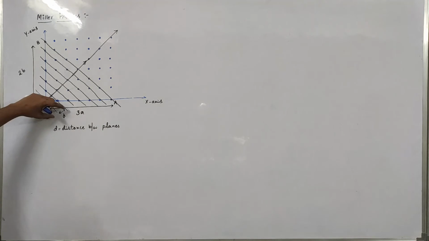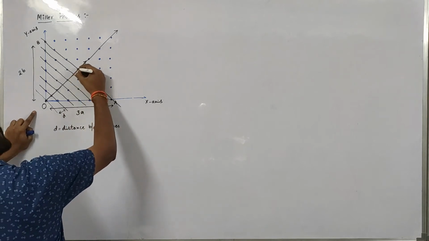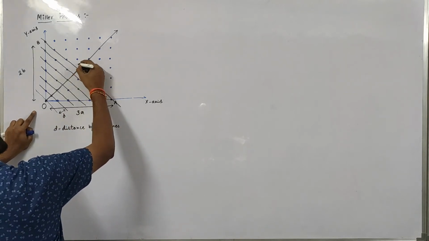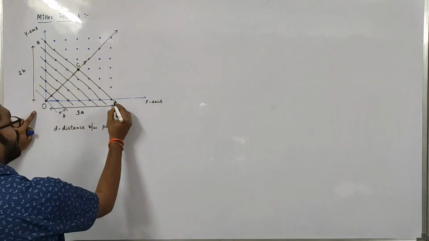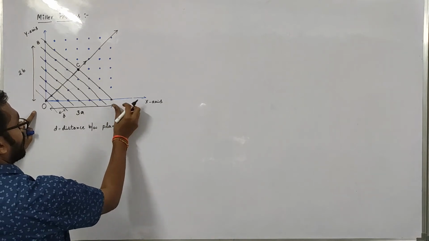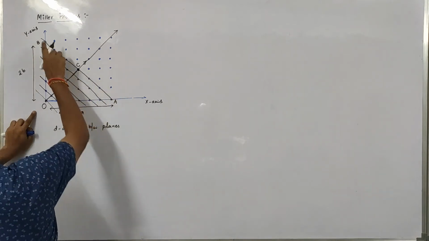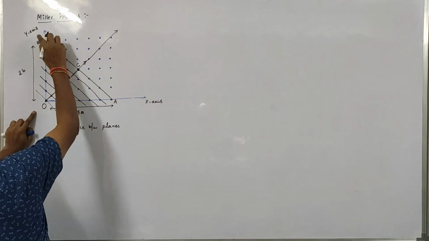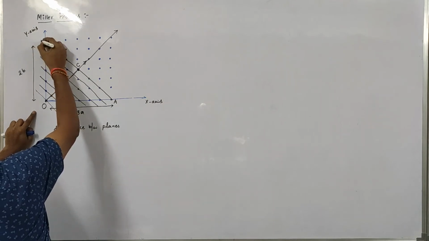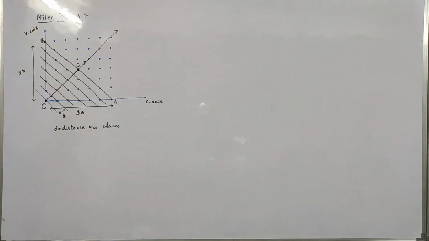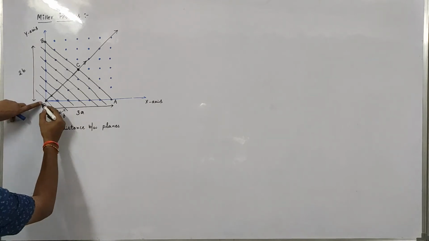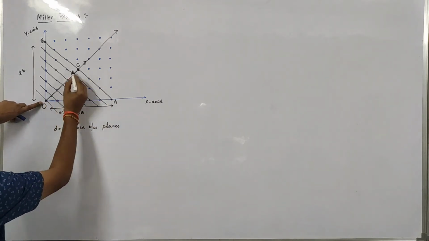So to find this D value, I am assuming a point here, and I will consider that point as point C, this as point A, and this as point B. Right? Now, this forms a triangle.